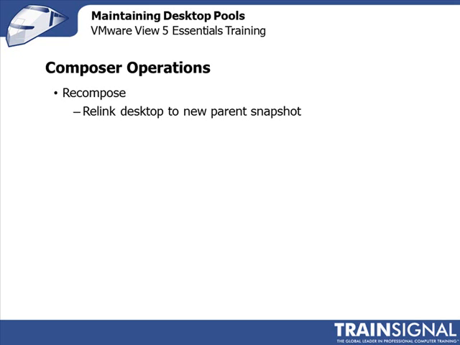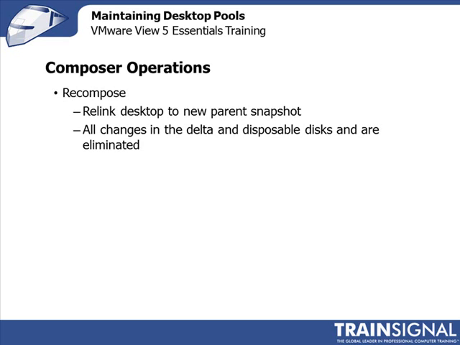So whatever changes have happened from the original snapshot to the new snapshot, it's going to create a new replica based on that parent snapshot, and that's going to be my new pool, those new changes. So all changes in the Delta disposable disks are eliminated. So just like with a refresh, the same thing. They're going away because we're actually instantiating a new replica.